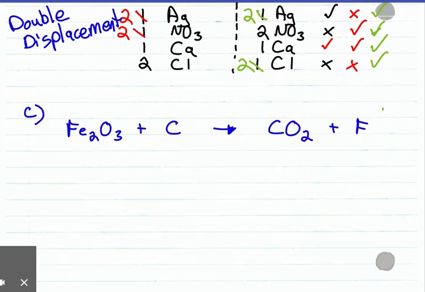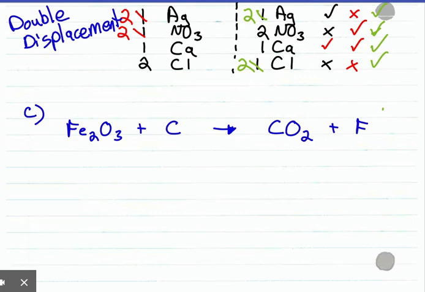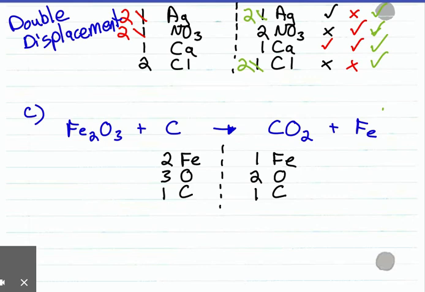All right, we're going to do one more of these on your practice page, 1C. And again, what I would like you to do is hit pause and add up the number and type of atoms, and then just double check your work. Hit unpause to double check. All right, so if you add up your number and type of atoms, you're going to have 2 iron, 3 oxygen, 1 carbon in reactants, and 1 iron, 2 oxygens, and 1 carbon in your products.